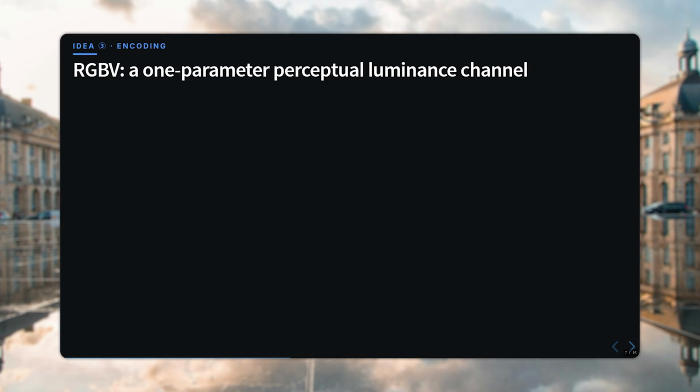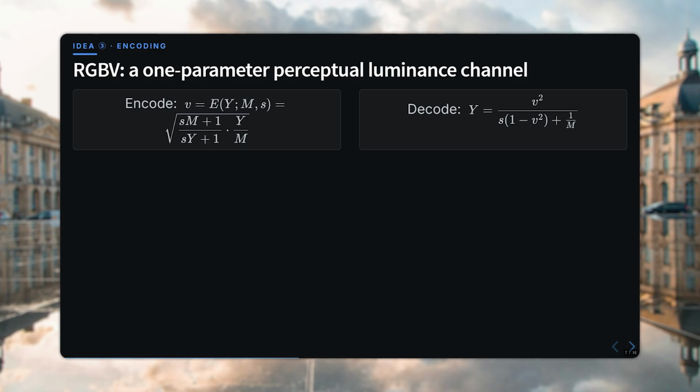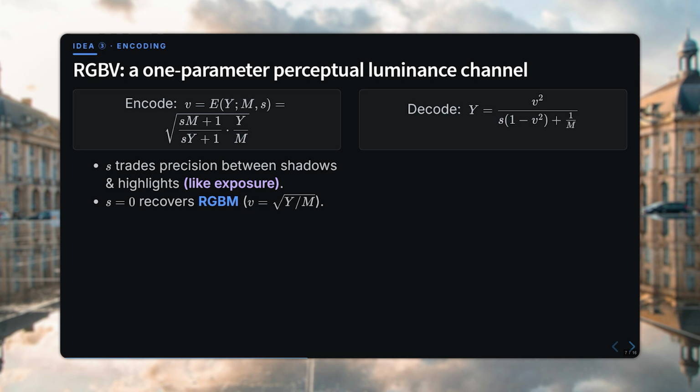Okay, so for storage, we encode the luminance into a single visual luminance channel, which we call V. This is the encode, and it's just one analytic expression. And this is its exact inverse, the decode. There's really only one parameter here, and that's S. That parameter S trades precision between the shadows and the highlights. You can think of it kind of like an exposure knob.